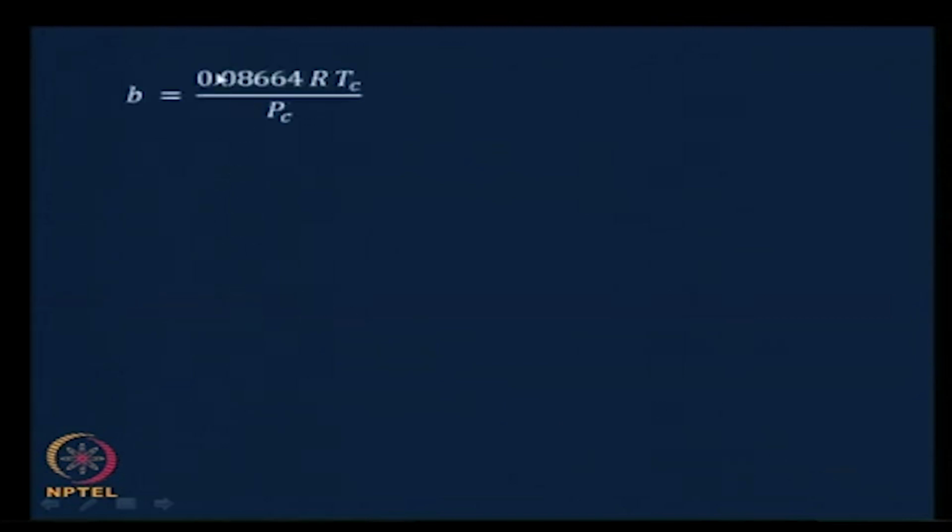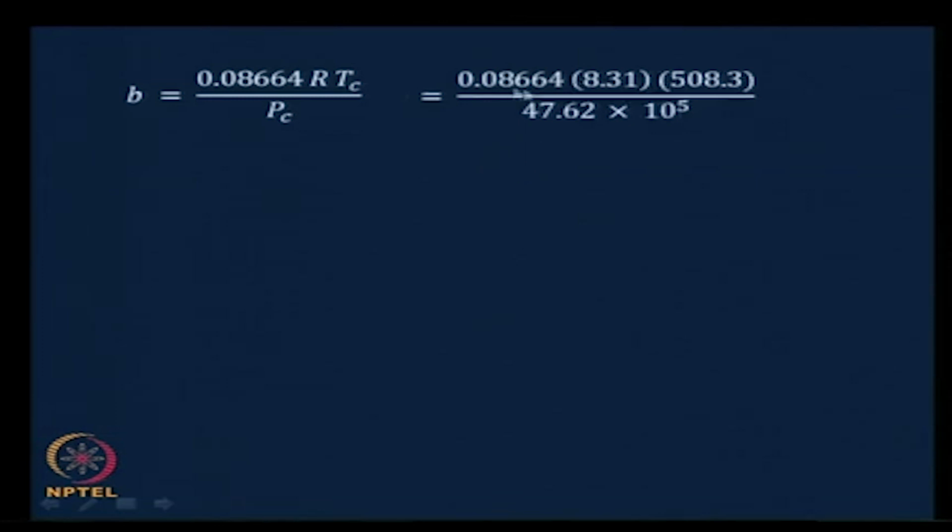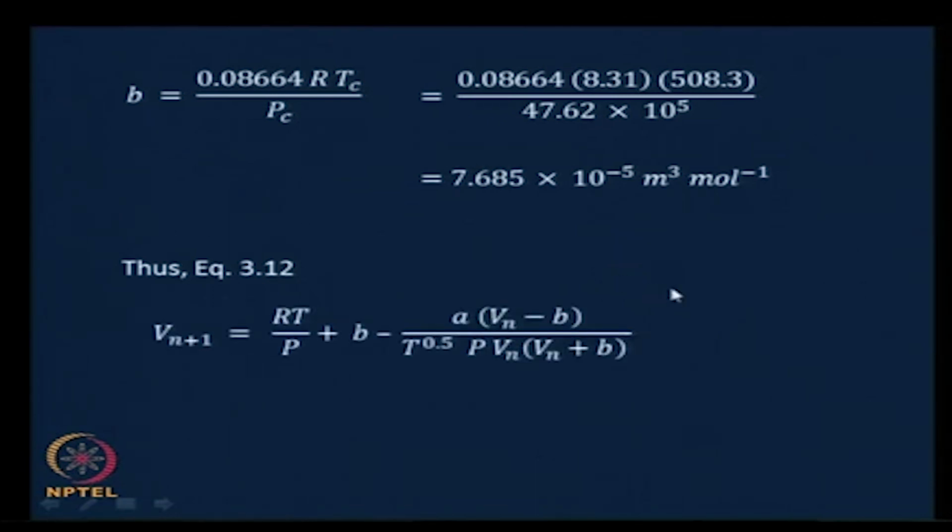And B is 0.08664 R Tc by Pc. If we substitute the values, we get 0.08664 into 8.31 for R, 508.3 for Tc, and 47.62 into 10 power 5 Newton per meter squared for Pc. That turns out to be 7.685 into 10 power minus 5 meter cubed per mole. Therefore, now that we have the A and B values, we can iterate the Redlich-Kwong equation written appropriately for iterations to get the vapor volume, which is this. This is the equation that we are going to use.